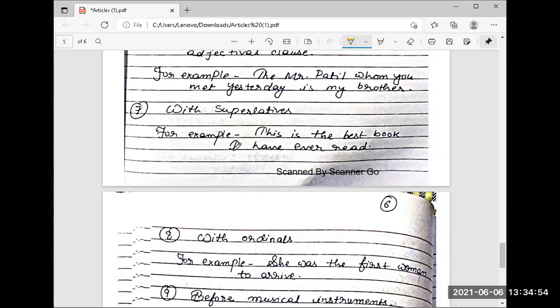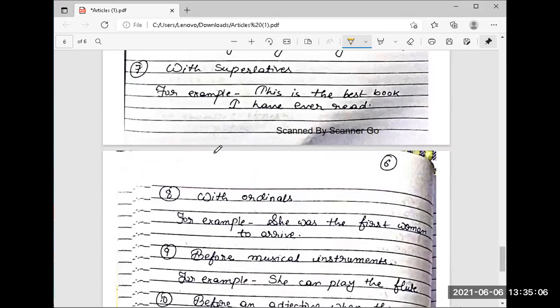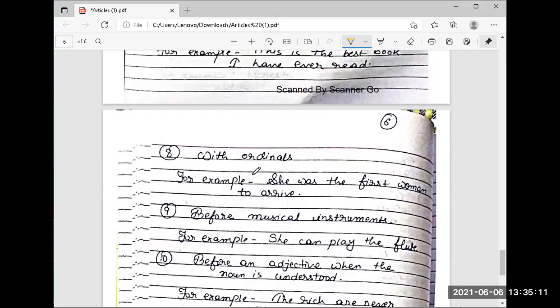Got it? Is it clear now? What is superlative? If anyone asks you now what is superlative, can you say? Yes. Very good. This is the best book I have ever read. With ordinals: She was the first woman to arrive.